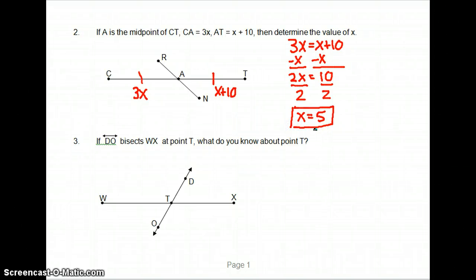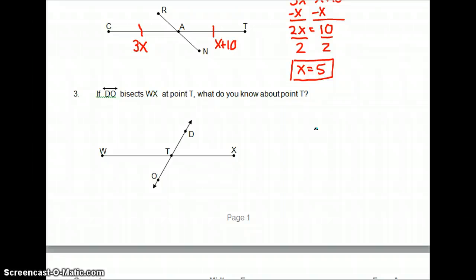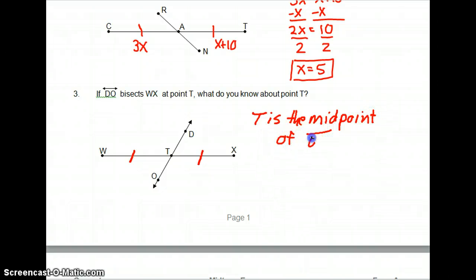3. DO bisects WX at point T. What do you know about point T? Okay, well, if DO bisects WX, that tells you that this is equal to this. And what do we know about point T? Well, we know T is the midpoint of the line segment WX.